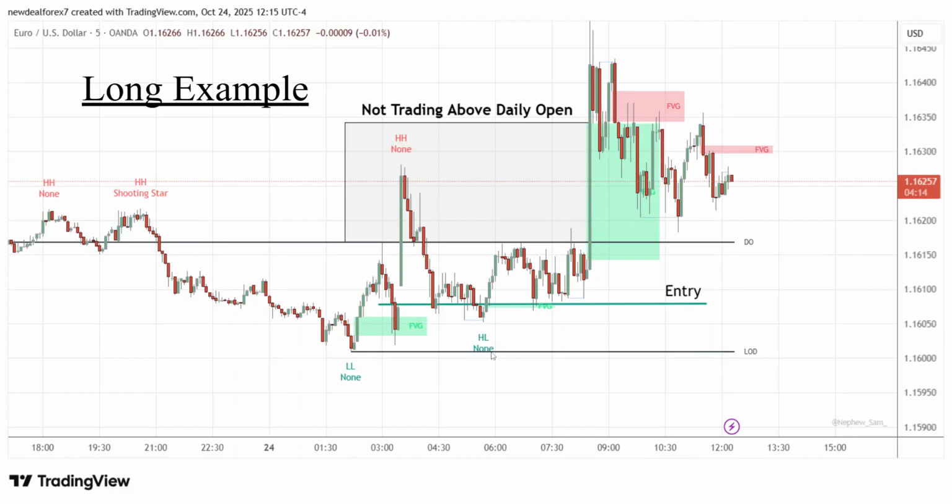We also have swing lows here and here created at the low of the day, and another smaller fair value gap here with three candles, 1, 2, 3, and it goes up again. And then a very large one here, but we're not trading up here because this is above the daily open. All right, so that's a long example. Okay, so that's putting them all together.